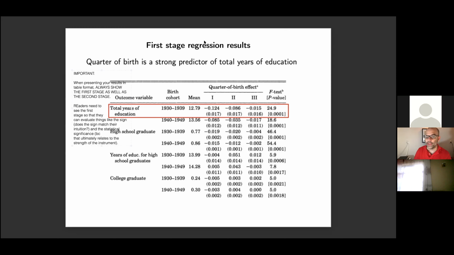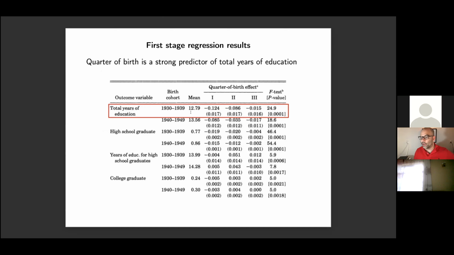So they reported it. They did a couple of things that are interesting here. First, they report total years of education. Now look, the later you were born in the year, the more schooling you had. We can see right here that the people born in the first quarter had less schooling than the ones born in the fourth quarter. They get about 1/10 of a year less, about 0.086 fewer years of schooling. And the third quarter, no different.